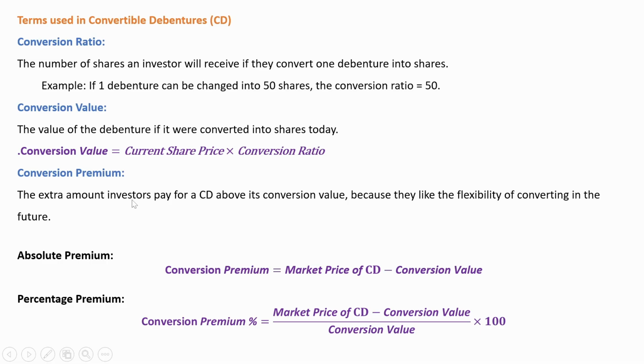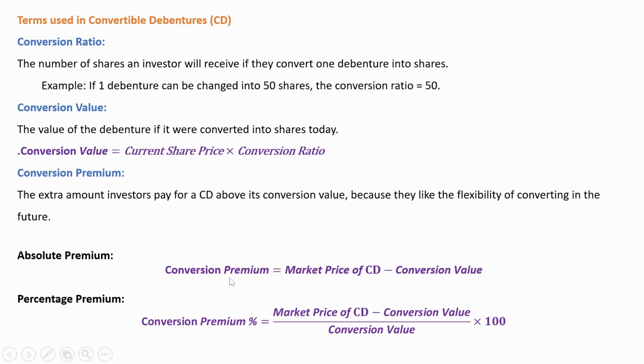This is the extra amount investors pay for a convertible debenture above its conversion value because they like the flexibility of converting in the future. If you are buying a debenture today, most likely you are going to pay a higher price than the conversion value. So if you pay something that is higher than the conversion value, the excess you pay, we call it the conversion premium. There are two ways of calculating conversion premium.